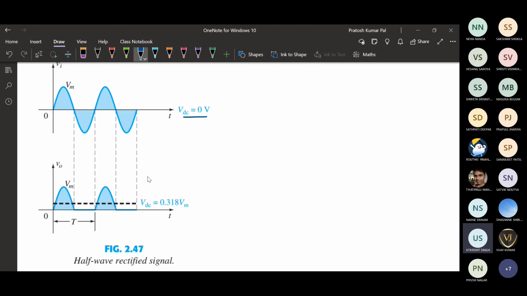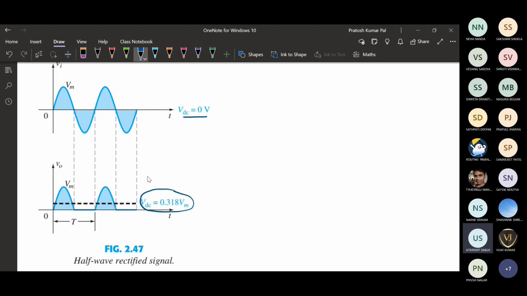If we consider one time period, this is the varying nature of the output, but the DC value of this waveform will be some positive value, and that DC value is defined as Vdc equals 0.318 multiplied by the maximum value. So this is the DC value of the waveform that we are obtaining at the half wave rectifier.